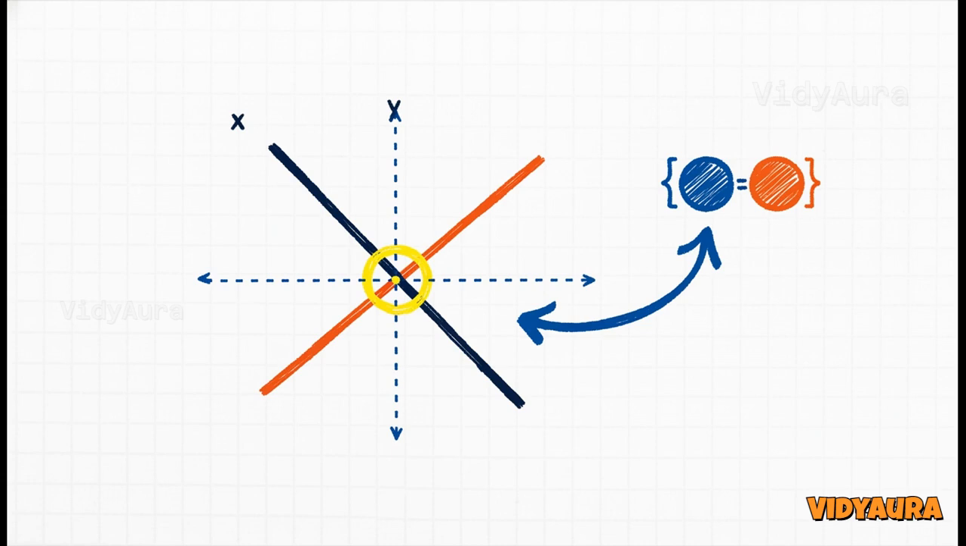Think about it. Each of those linear equations represents a perfectly straight line that goes on forever. Our solution is the one and only point in the entire universe where those two specific lines cross over each other. It's the one thing they have in common.